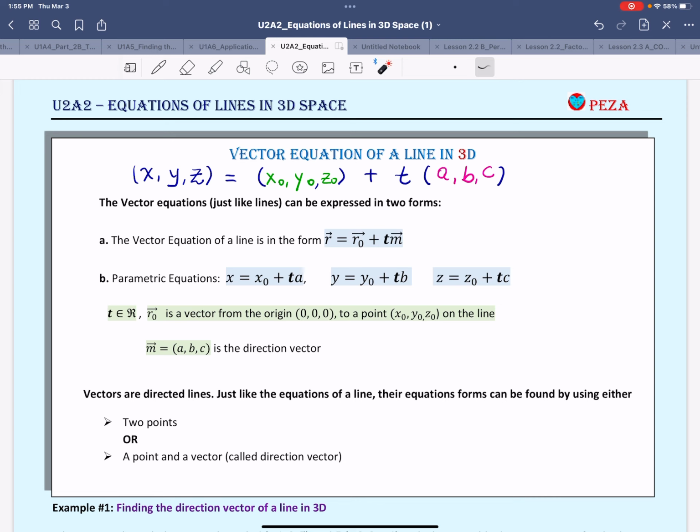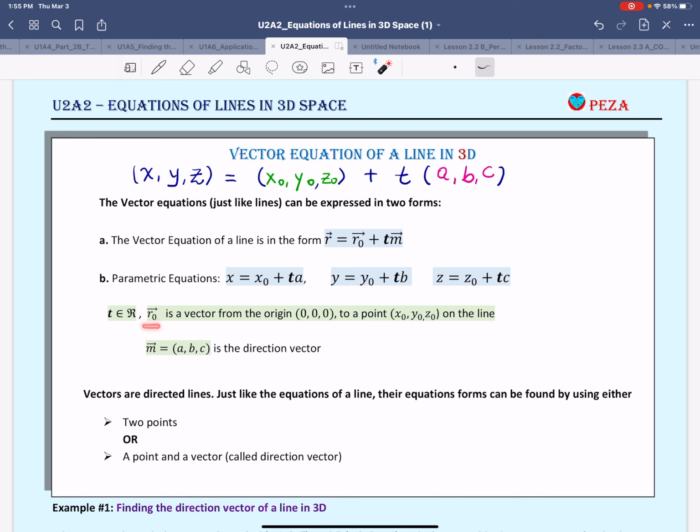So the vector equation of a line, in general, is r equals r0 plus t times the direction vector. And remember this is the vector equation, so parametric equations will give the equations for each coordinate on the line: x equals x0 plus ta, y equals y0 plus tb, and z equals z0 plus tc.